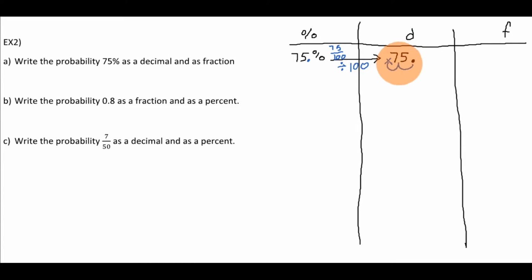Now let's turn it into a fraction real quick. So I'm going to go back to 75% and turn it into a fraction. Well, we've already done that up here. It's 75 out of 100. I'm going to write that down. 75 out of 100. And I need to simplify this now.